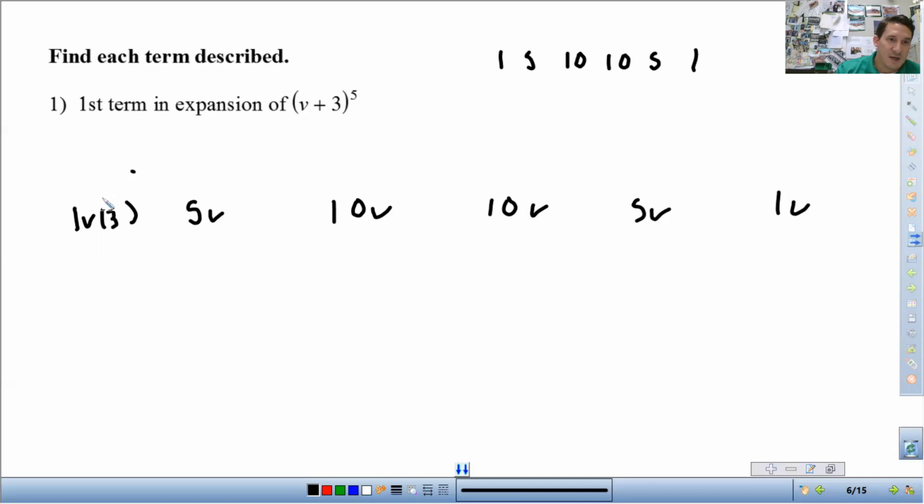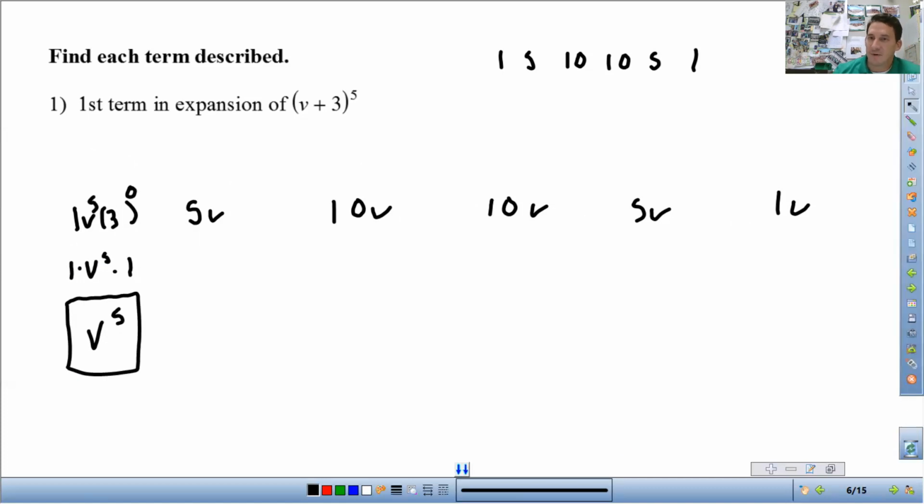So the exponents here start at 5 and count down on the V's, and on the 3 it's going to start at 0 and count up. So here I just need to work this out. That's 1 times V to the 5th, 3 to the 0 power is 1. So that all simplifies to just V to the 5th as the first term. That's pretty simple when it's the first term.